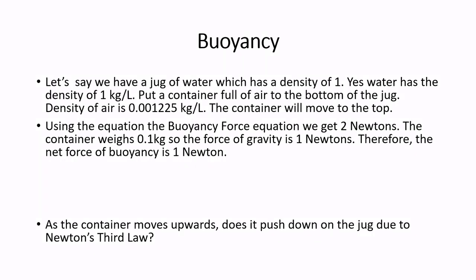Let's say we have a jug of water which has a density of 1. Yes, water has the density of 1 kilogram per liter. Put a container full of air at the bottom of the jug. The container will move to the top. The volume of the container is 200 milliliters.